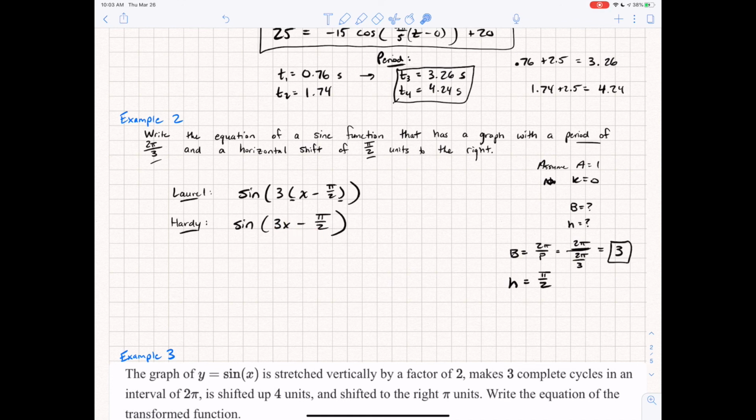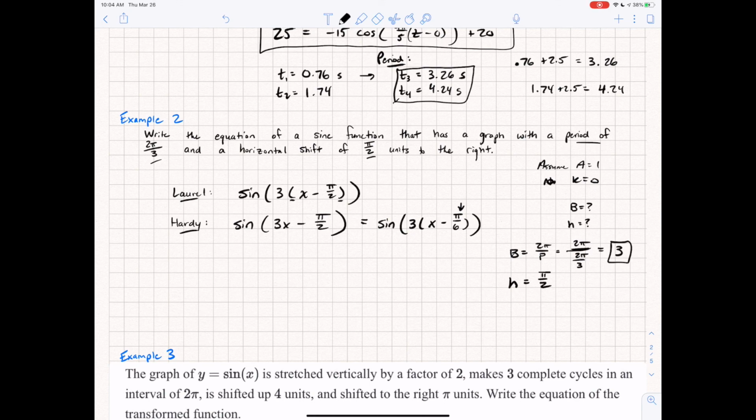And what I want you to notice is that if we were to take Hardy's answer here, and I was to actually go through and make it look like Laurel's, I would need to factor out that 3, and I'd be left with an x minus pi over 6. So the h in Hardy's problem is actually not pi over 2. We're not getting the appropriate horizontal shift.